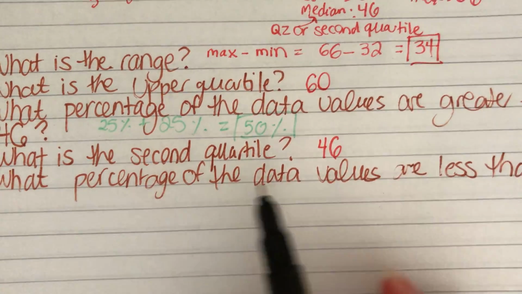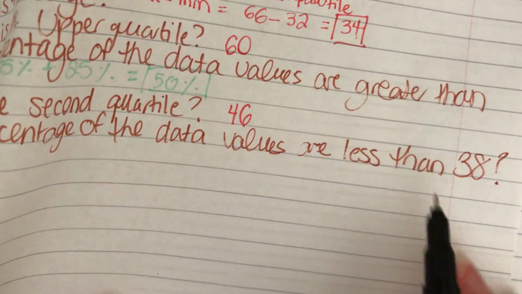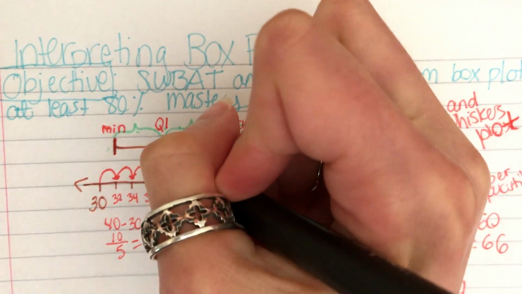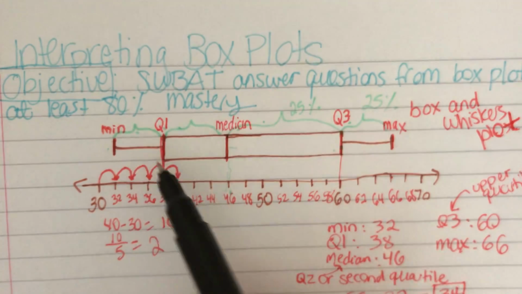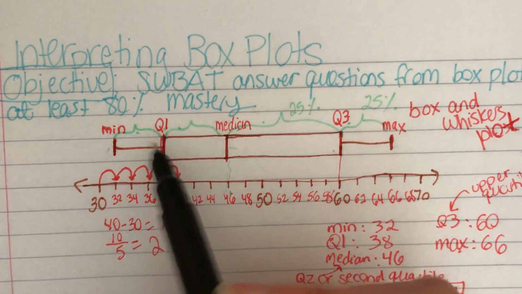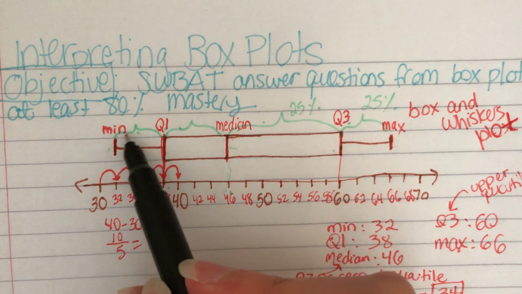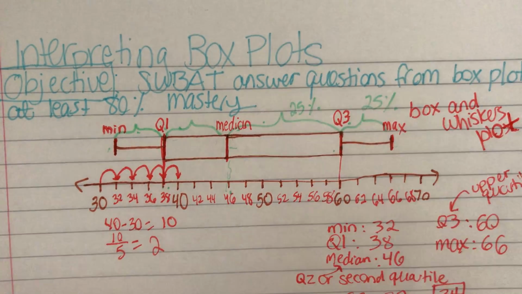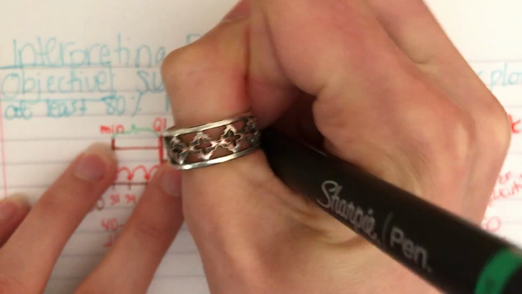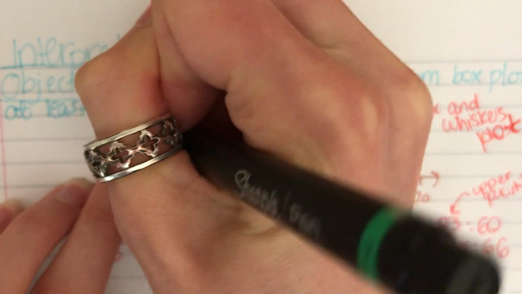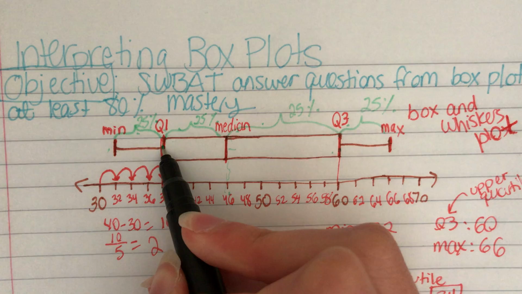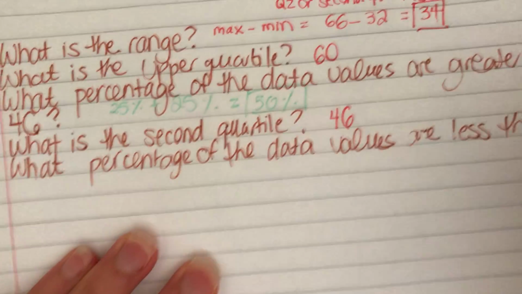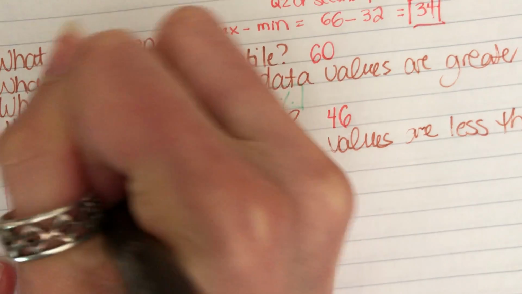All right, last question. What percentage of the data values are less than 38? So again, we'll find 38 right here. Less than goes in the left-hand direction, so you can see that we're looking at just one of our 25% sections. Again, each of these green sections was 25%. I didn't label them all, but here we go. So less than 38 would be just this one section right here. So one section of 25 would just simply be 25%.